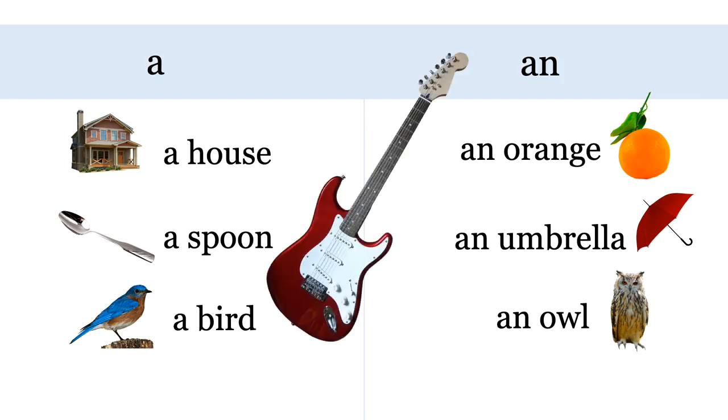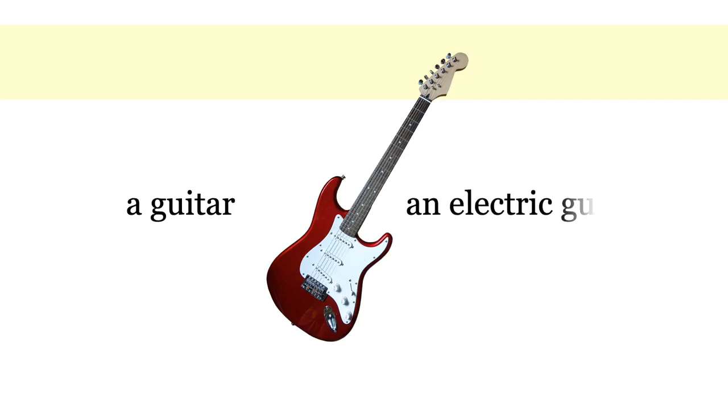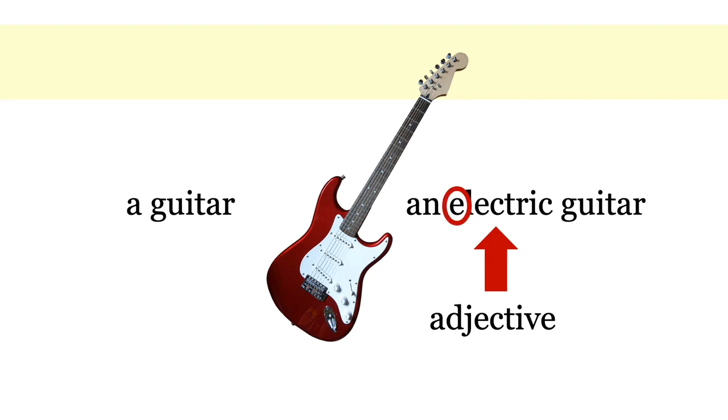Here's one more. Guitar. A guitar. But an electric guitar. Why? Electric is an adjective. Adjectives describe nouns, and adjectives come before nouns in English. Electric also starts with a vowel sound. It comes before the noun, but the article comes first. This is why we say an electric guitar.